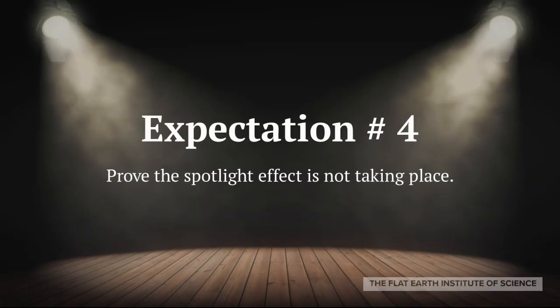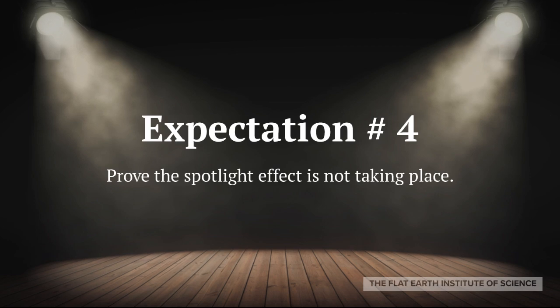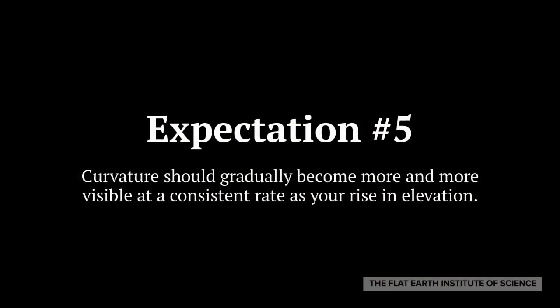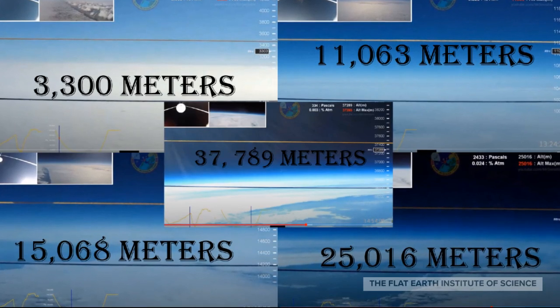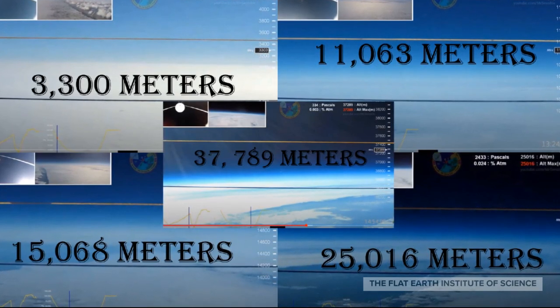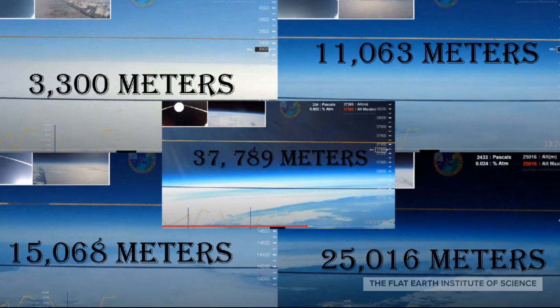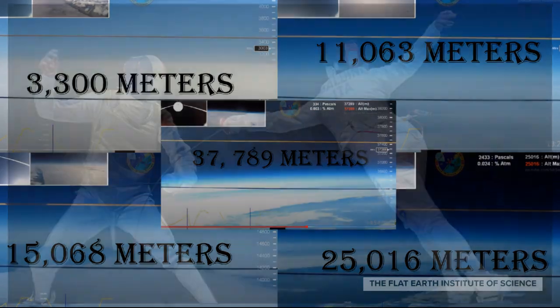We'll call this expectation number 4. If you want to prove that the curve is being created by the curvature of the Earth, you need to prove that the spotlight effect is not taking place. Expectation number 5 applies more to video footage. It states, curvature should gradually become more and more visible at a consistent rate as you rise in elevation. So when Mr. Sensible's horizon at 25,000 meters was flatter than it was at 15,000 meters, Mr. Sensible failed to meet that expectation.